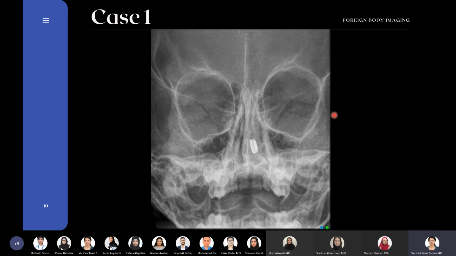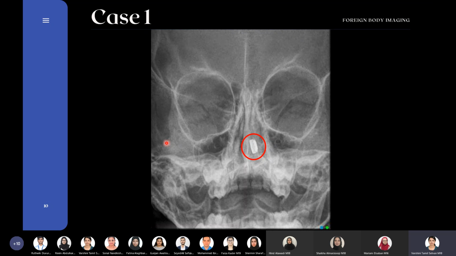Yes, thank you. So this is the first case. What do you guys think? What kind of scan is this? Is it a CT or an MRI? Try answering. Yes, this is an X-ray. So what do you guys think is the abnormality? What do you think is different in this X-ray? Is there anything additional? There is something in the nose. Yes, brilliant job. What object is it? Yes, it's a foreign body.